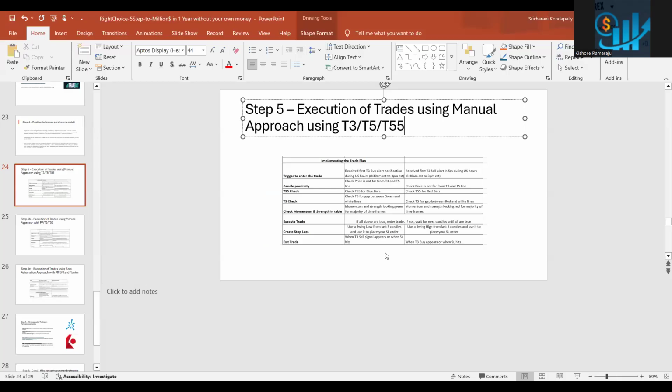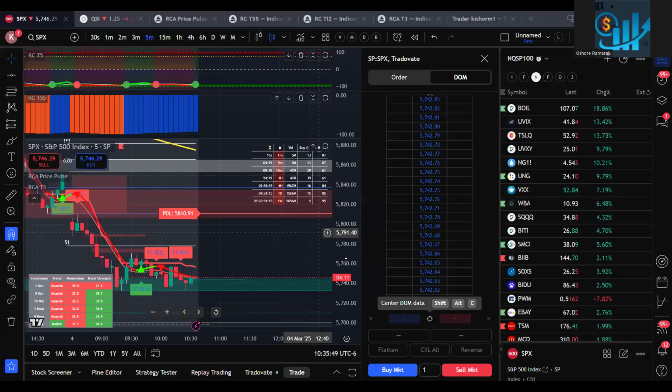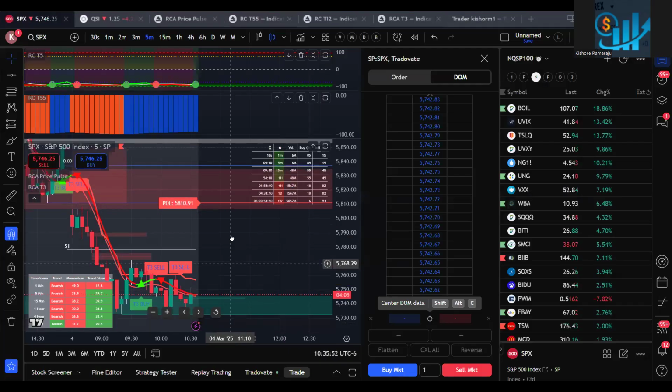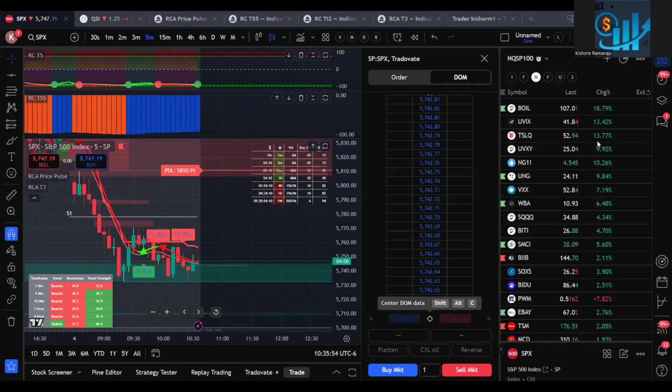So let's go to TradingView and then start taking some trades now. So your first trigger is you need to get a buy or sell signal. Let us go and check.